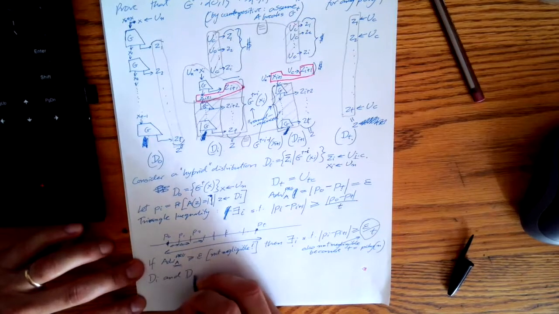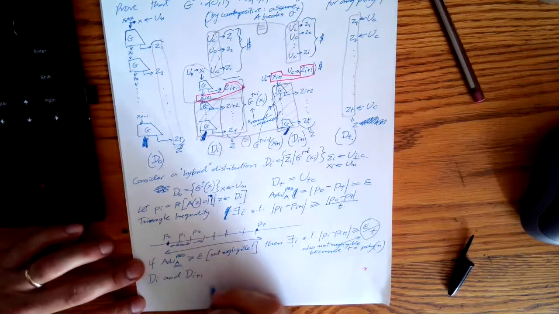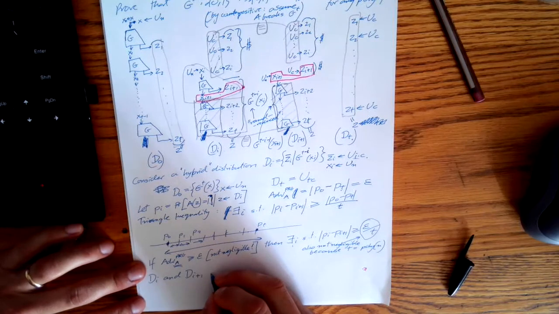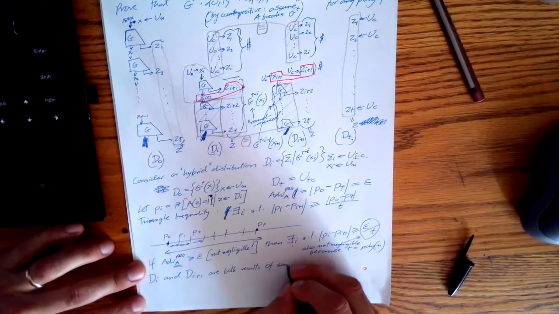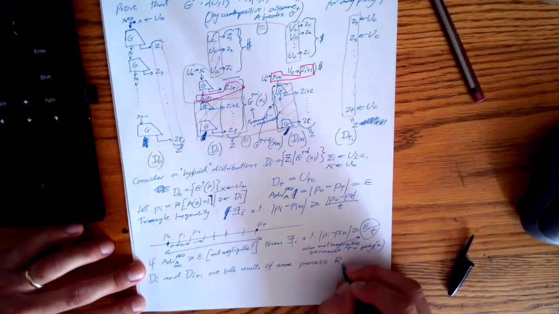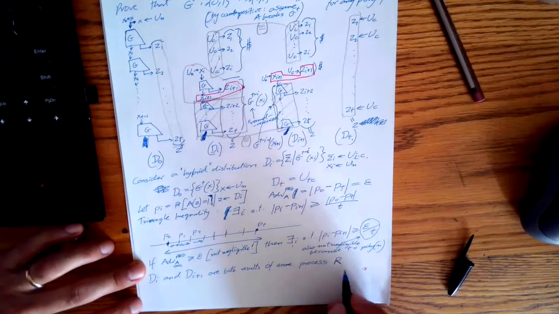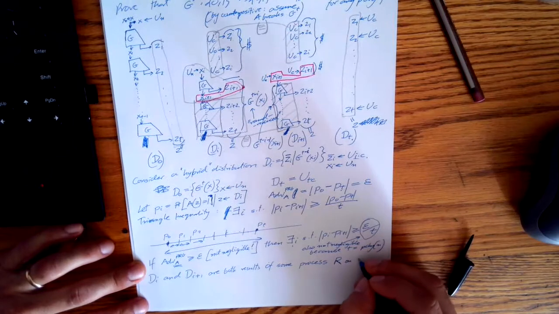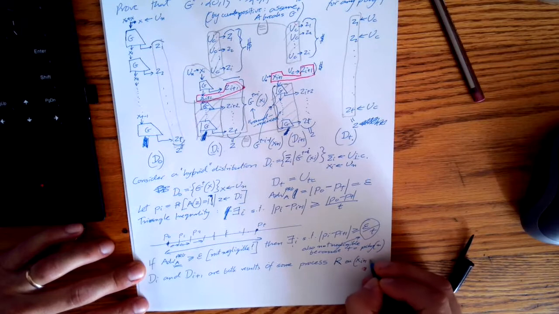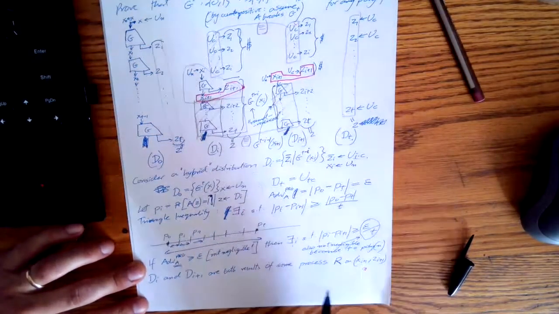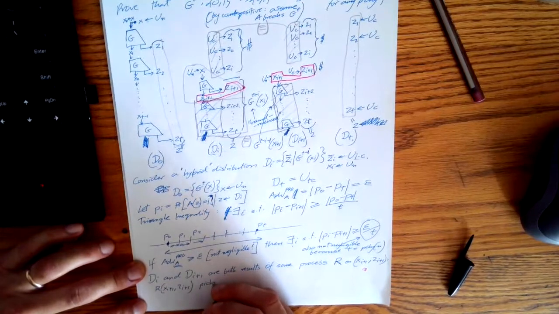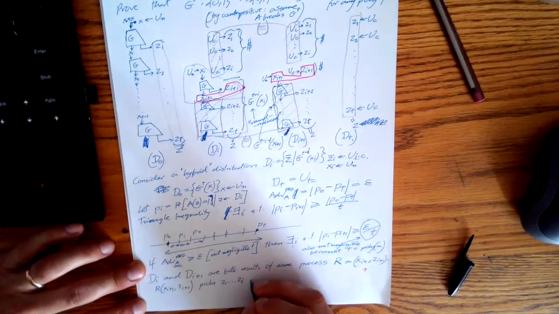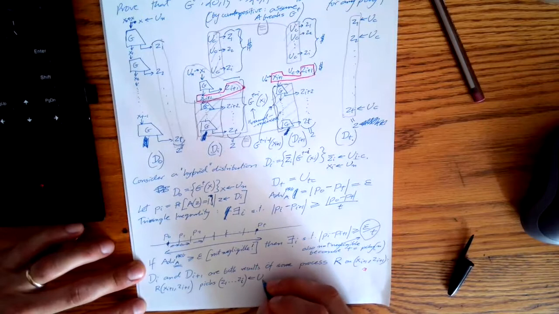Di and Di+1 are both results of some process R. I chose this name judiciously. It would stand for reduction on input, which is Xi+1, comma Zi+1. It's this red string. The reduction does what? The reduction on this input picks Z1 to Zi all at random. So this came from ic bits.